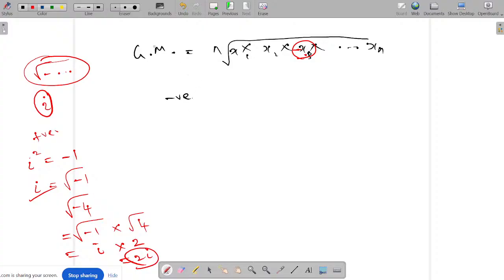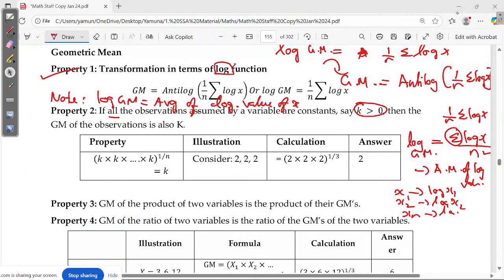So to calculate geometric mean, all the values should not be negative and should not be 0 also. Because if it happens to be 0, inside the root you will get 0. You cannot find it. So it should be strictly positive values. So if all the observations are assumed by a variable of constant, say k greater than 0, then the geometric mean of the observation is also k. Example, 2, 2, 2. You take the geometric mean, you get 2.